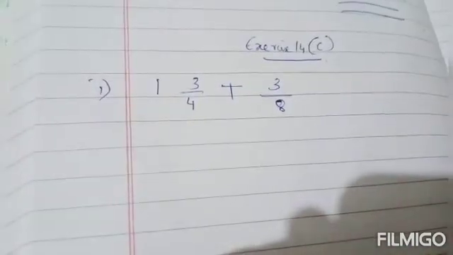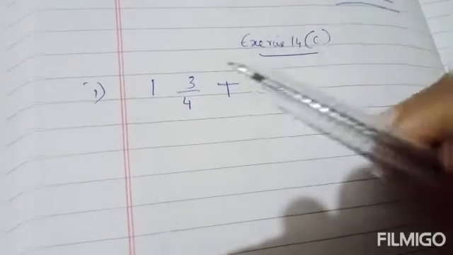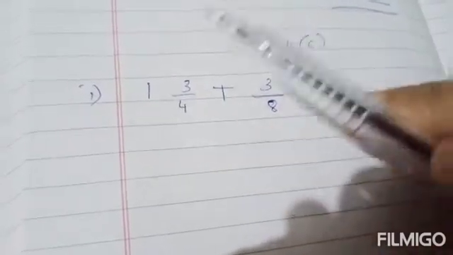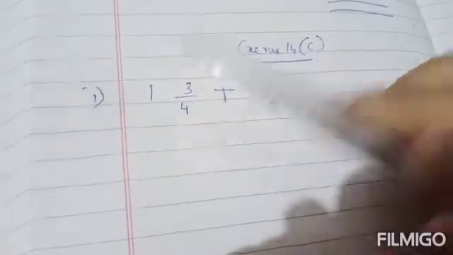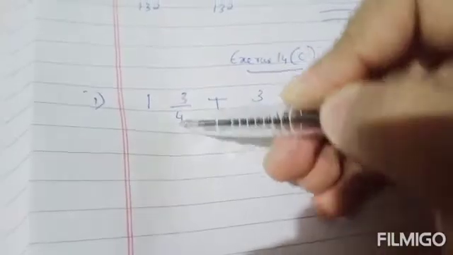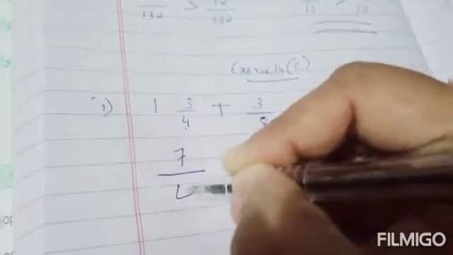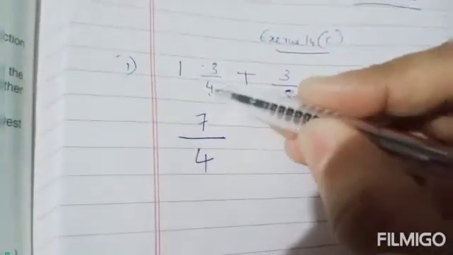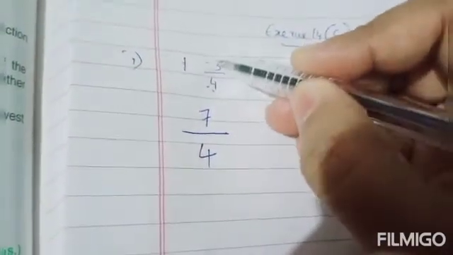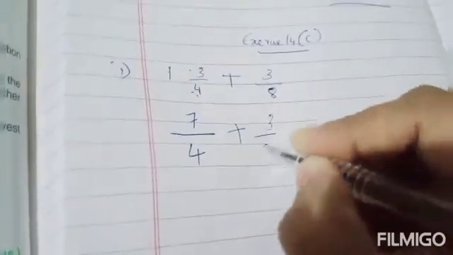Okay. So 1 3 by 4. If any of the fraction is given in mixed form, you can convert it into improper fraction. This 1 3 by 4 is a mixed fraction. So first convert this mixed fraction to improper fraction. You know how to do that. Okay. 1 into 4, 4 plus 3, it is 7 by 4. 1 3 by 4 on converting to improper fraction, you will get 1 into 4, 4 plus 3, 7 by 4, plus 3 by 8.